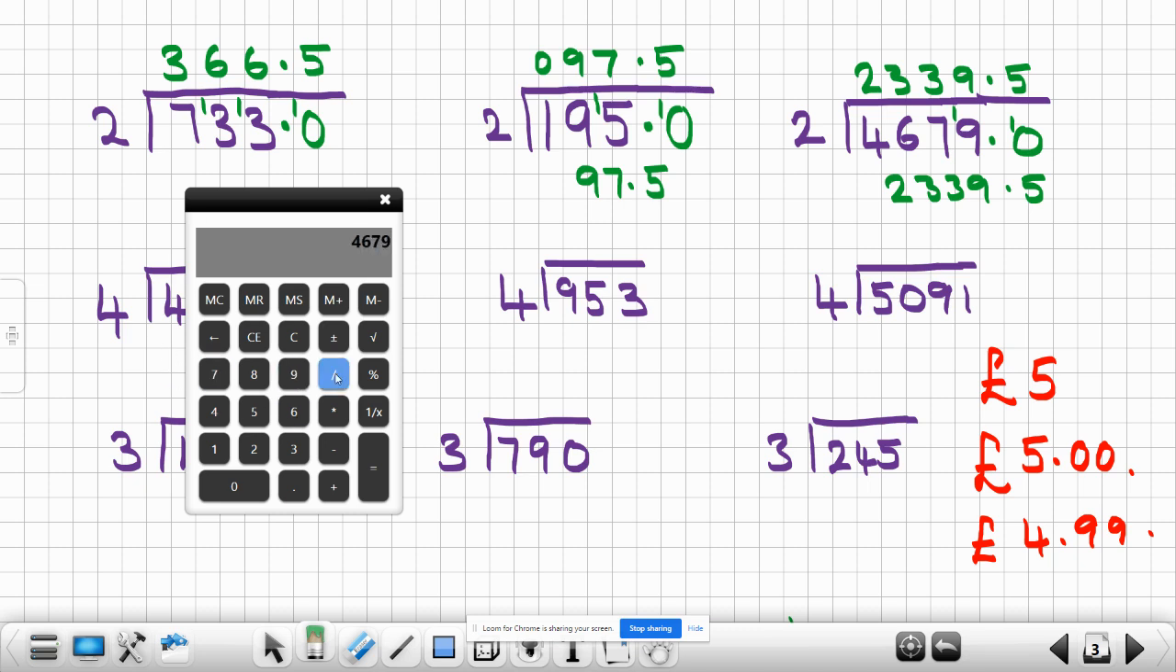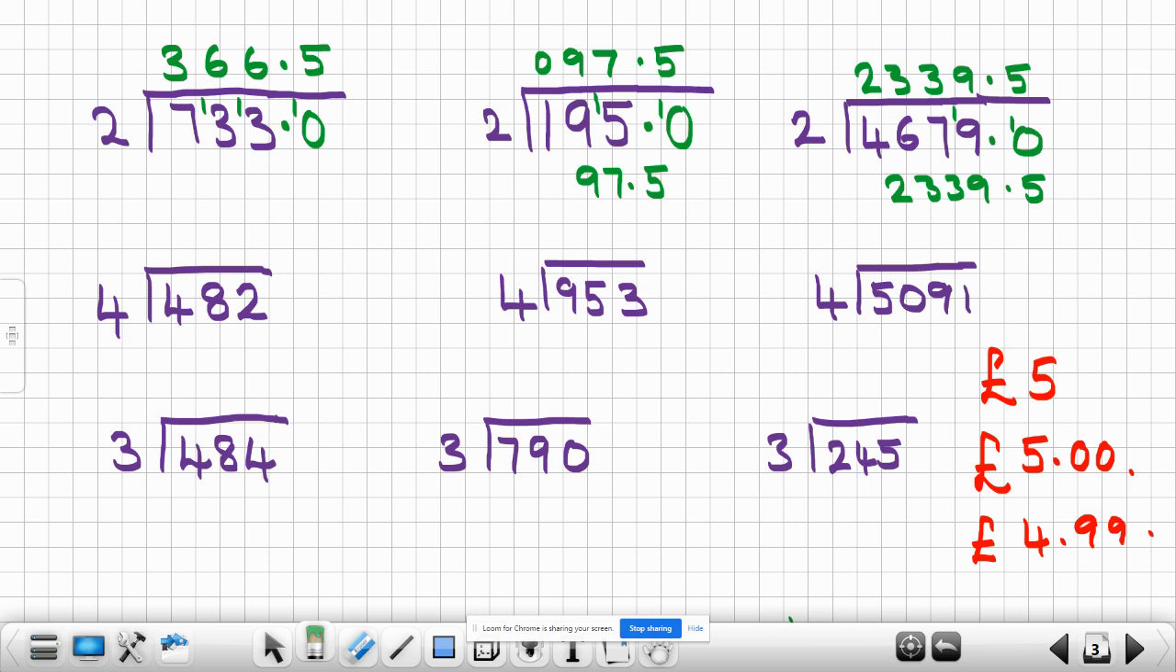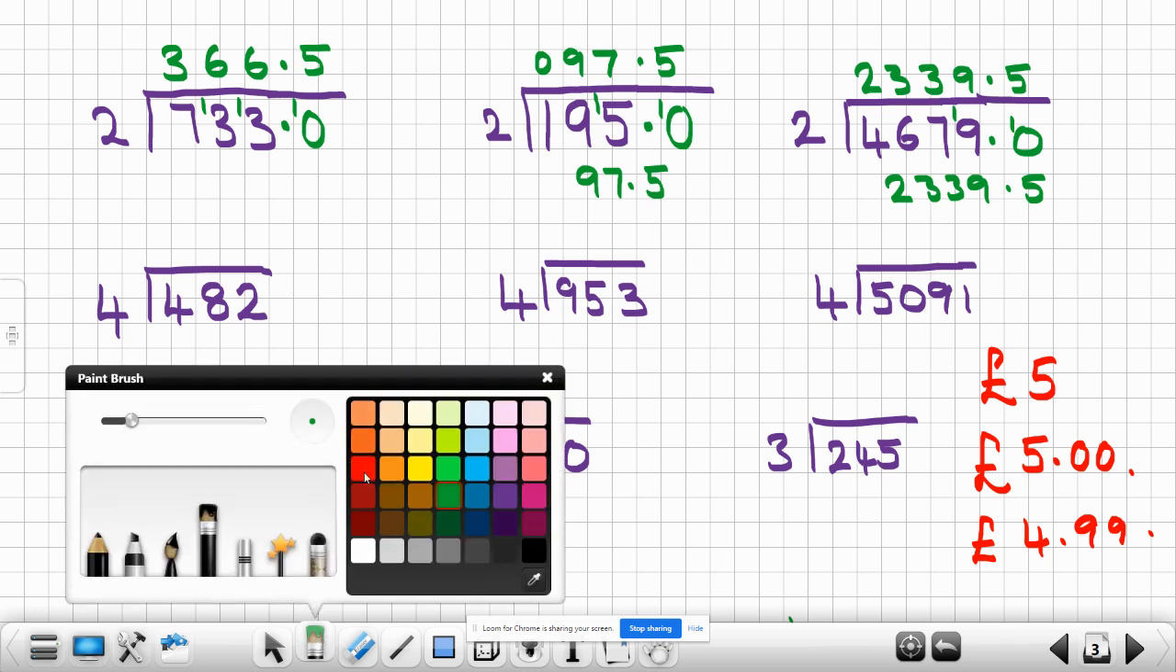4,679 divided by 2 equals 2,339.5. Great. Okay, so that's dividing by 2. If it's even, you'll get an exact amount. If it's odd, you're going to get a leftover of this half, which we would put as 0.5. Right, if you are good with that, let's move on.